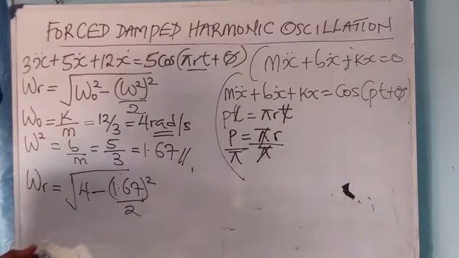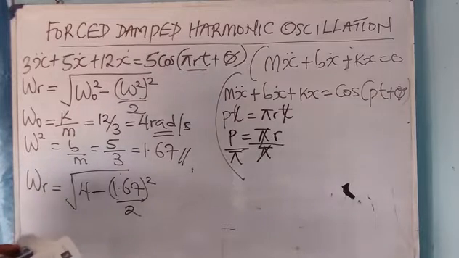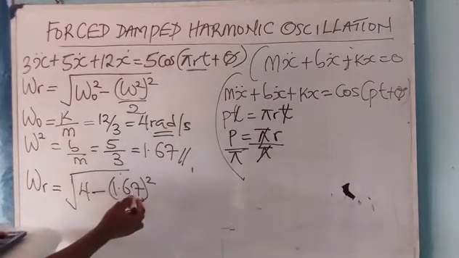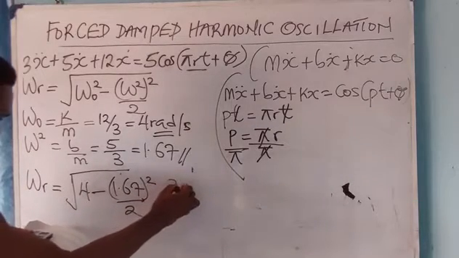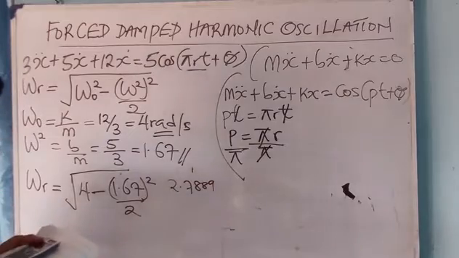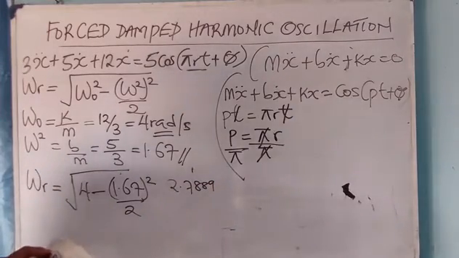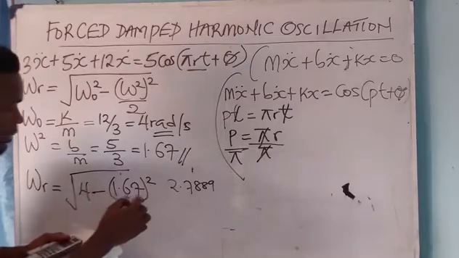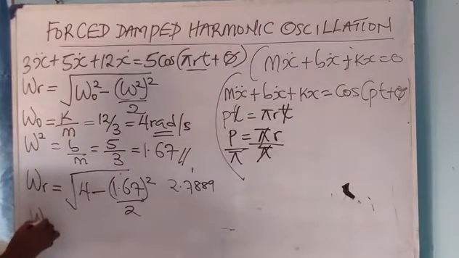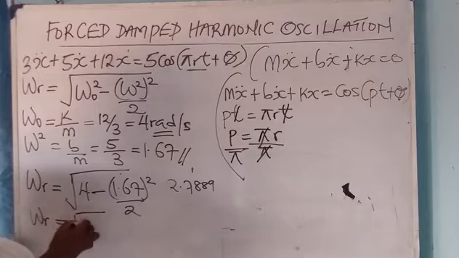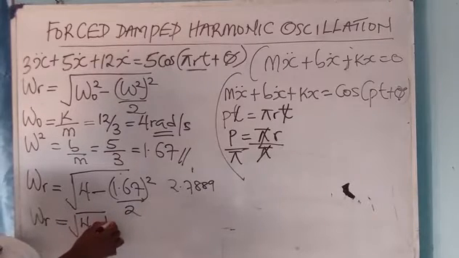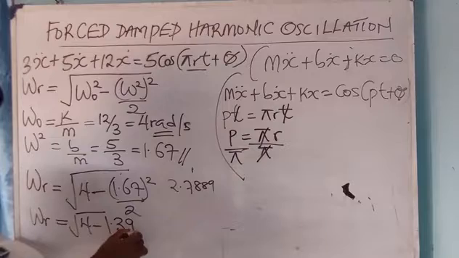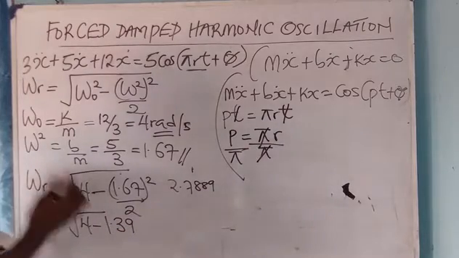1.67 squared equals 2.7889. 2.7889 divided by 2 equals 1.39. Therefore, now the resonance frequency is equal to 4 minus 1.39.